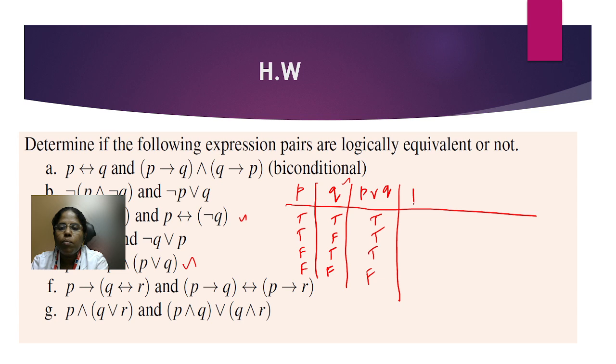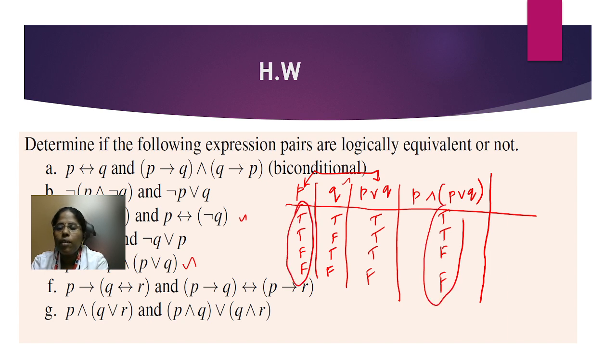Then I need to take P and (P or Q). If false comes, it becomes false, otherwise it is true. False, false. Then I compare it with P. See, it looks the same. P and (P or Q) remain the same as P, so both the expressions are equivalent. So please check like this. If it is not the same, you can say it is not an equivalent expression.